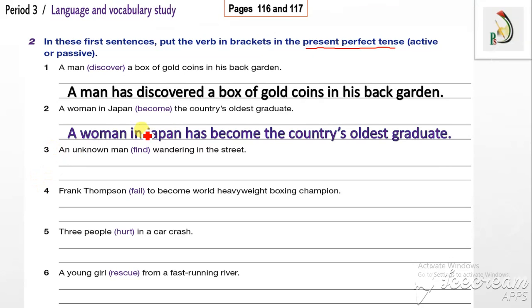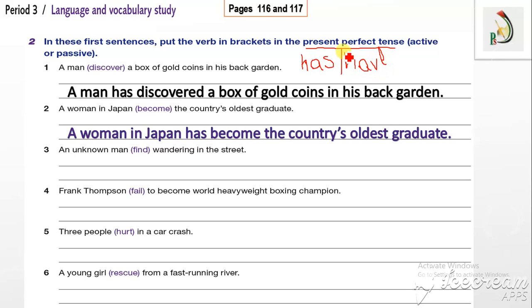We know that in present perfect, the helping verb or auxiliary verb is has and have. Has or have. H A V E.